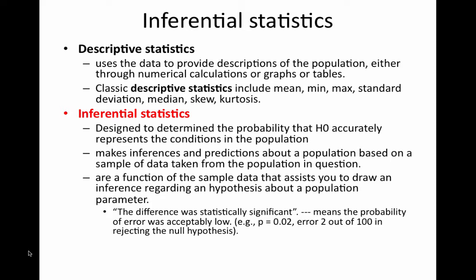the population. They make inferences and predictions about a population based on a sample of data taken from the population in question. They're a function of the sample data that assists you to draw an inference regarding a hypothesis about a population parameter. For example, "the difference was statistically significant" means that the probability of error was acceptably low, for example, a p-value of 0.02, or an error of 2 out of 100 in rejecting the null hypothesis.